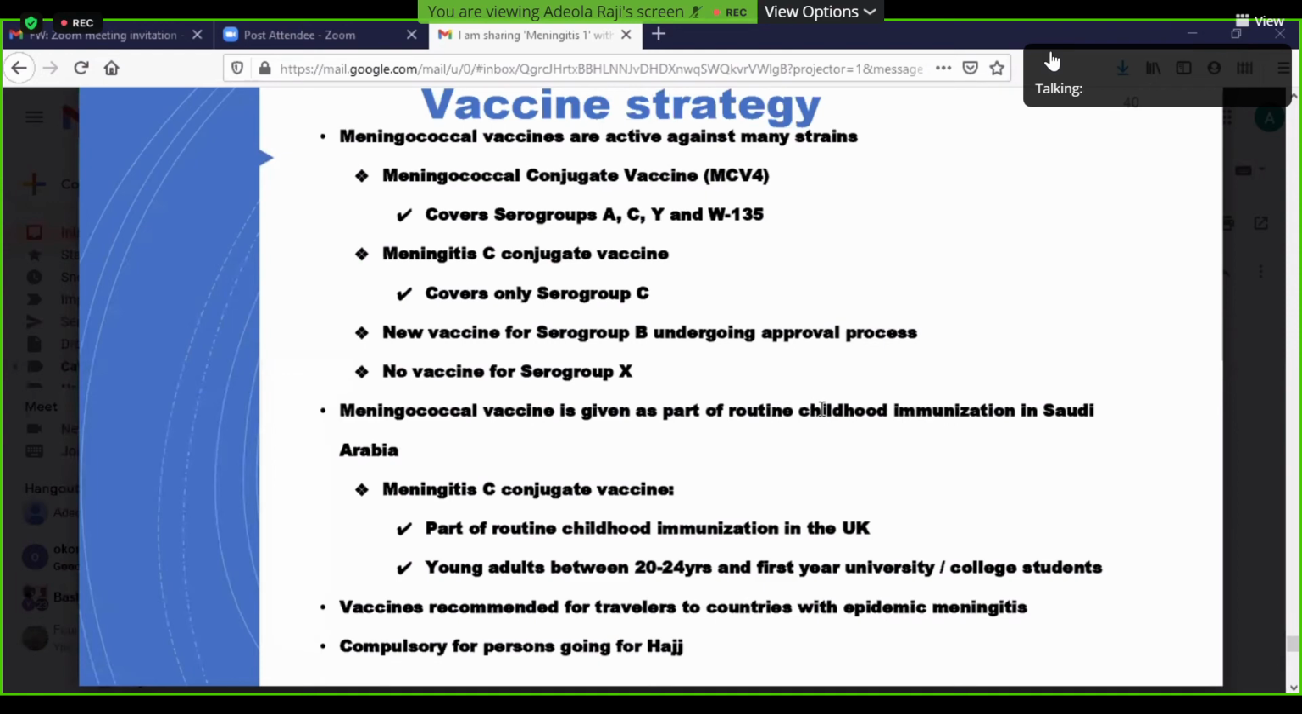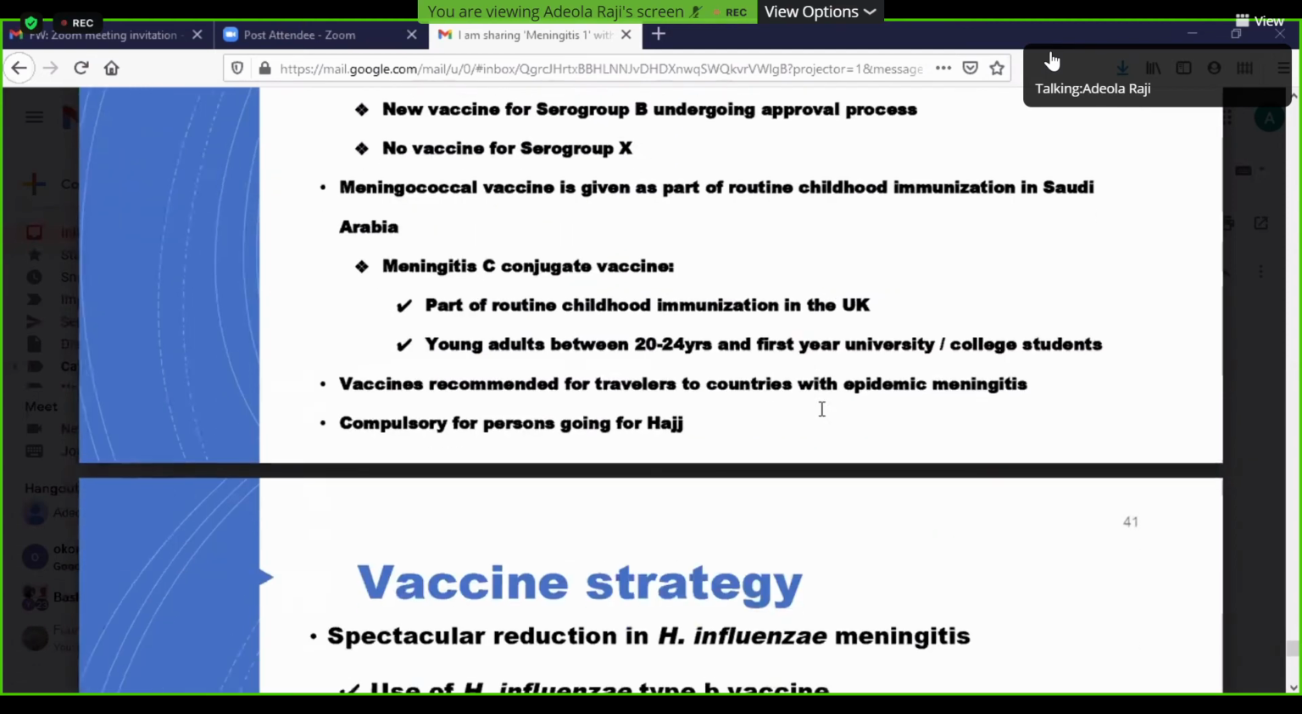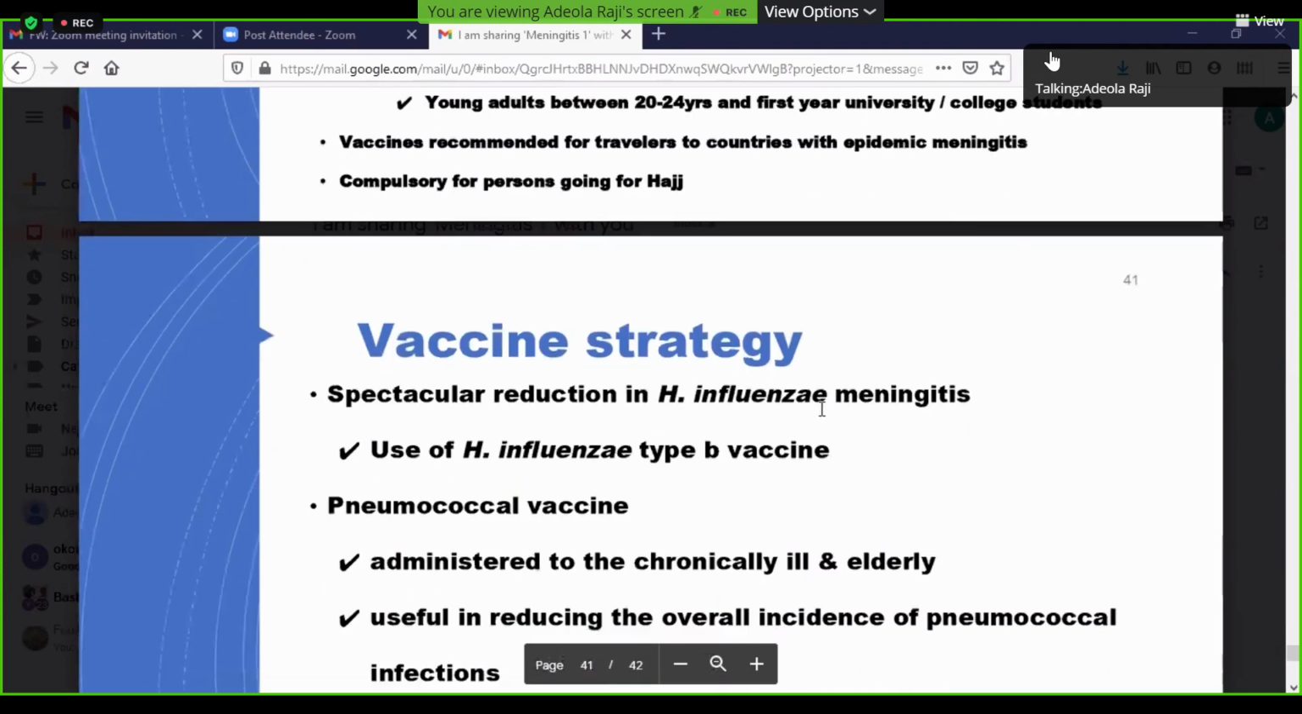Meningococcal vaccine is given as part of routine childhood immunization in Saudi Arabia. Meningitis C conjugate vaccine is provided as part of routine childhood immunization in the UK. And it's also provided for young adults between the ages of 20 to 24 and first-year university or college students. Vaccine is recommended for travelers to countries with epidemic meningitis, and it is compulsory for people that are going for Hajj, but not for Umrah, as I was told.